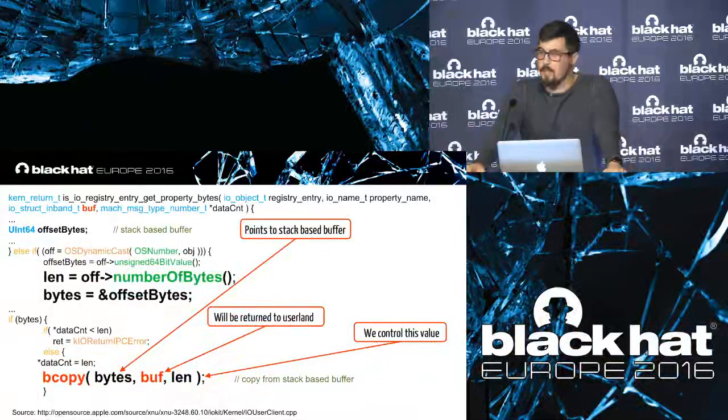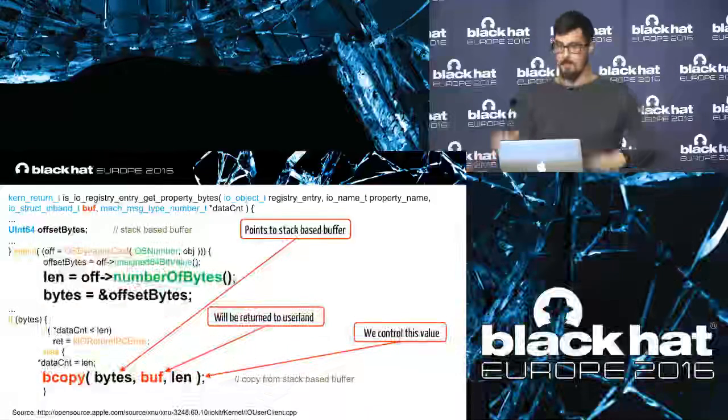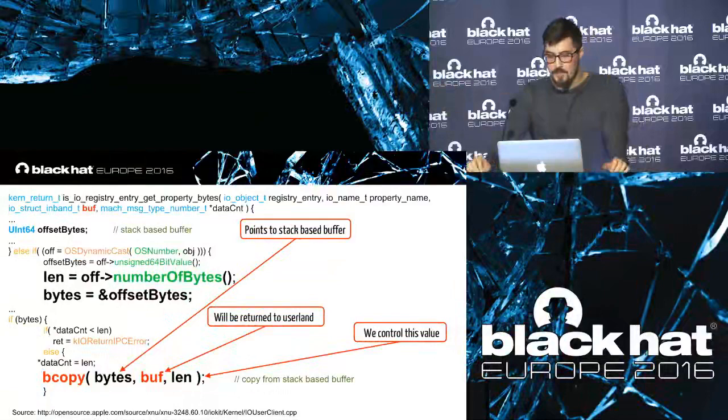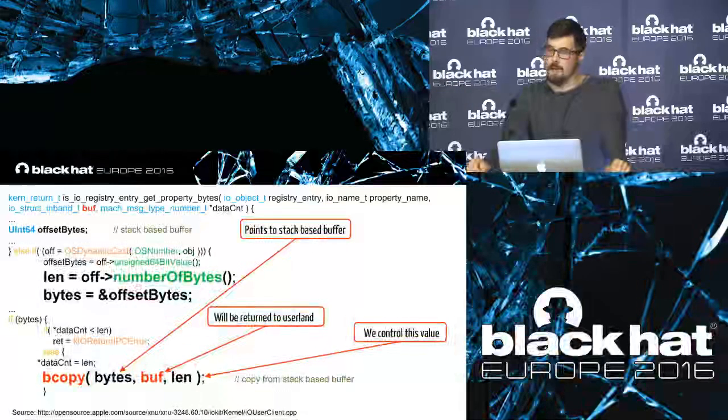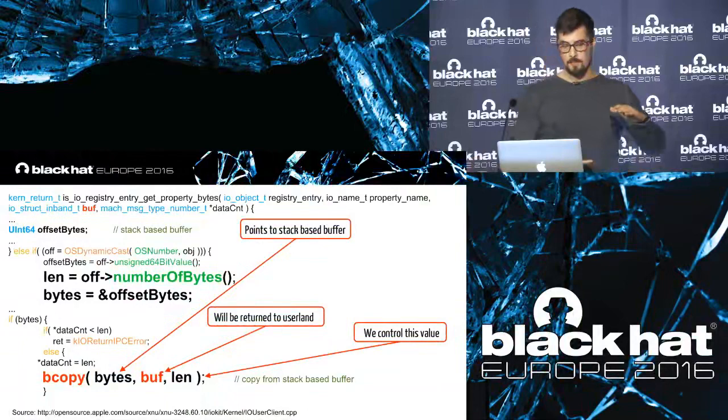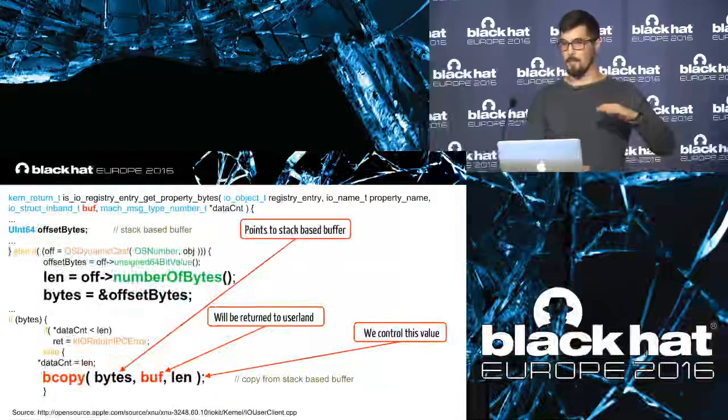It's code that handles OSNumbers, and unfortunately, it uses a stack-based buffer to handle OSNumbers and then copies it from the kernel stack memory to a heap buffer, and returns it to userland. And for that, bcopy is used. But as we see, bcopy uses a len that gets calculated from numberOfBytes, and we control numberOfBytes, which means the attacker can control how many bytes are copied from kernel stack memory and returned to userland.